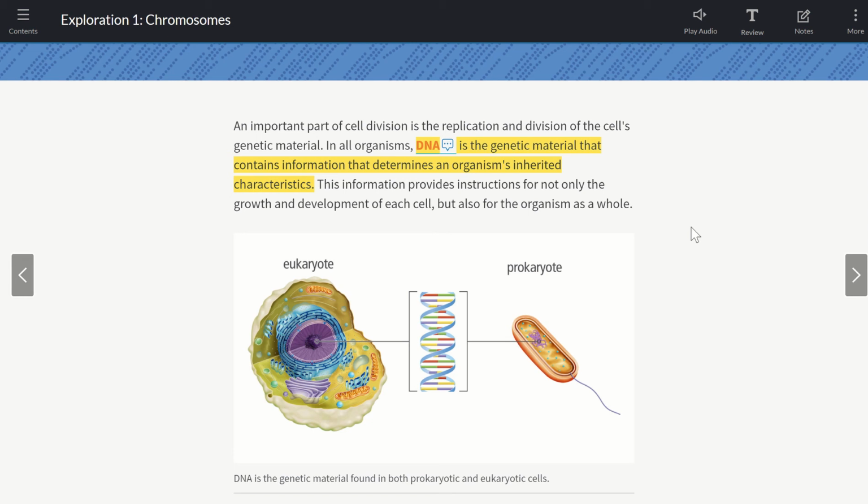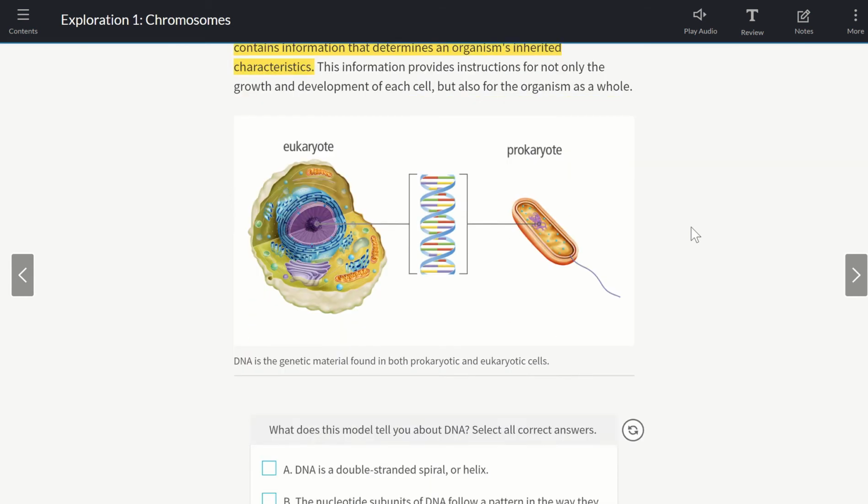But for each new cell that is created, it has to have the complete set of DNA available so that it knows how to function properly. And so before that division process happens, we also have to be able to replicate that DNA, which again, we'll talk a lot more about how that happens in our unit on DNA. But I want to introduce this topic to you because it's going to be important in understanding how the cell can go about this division.